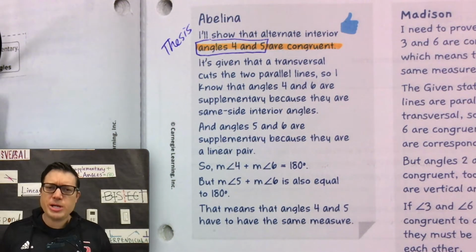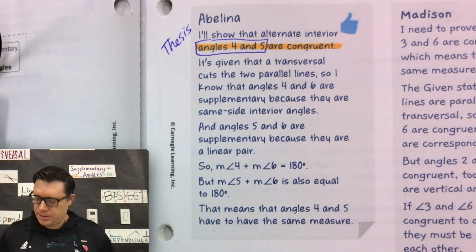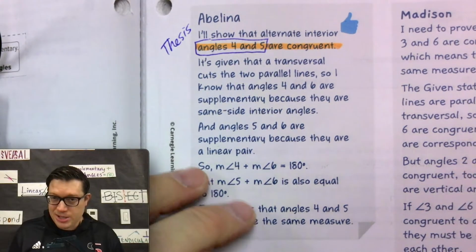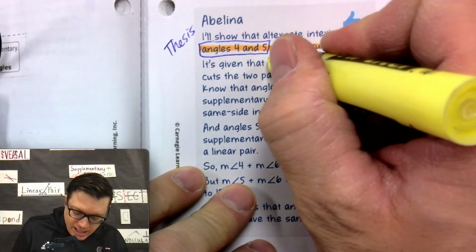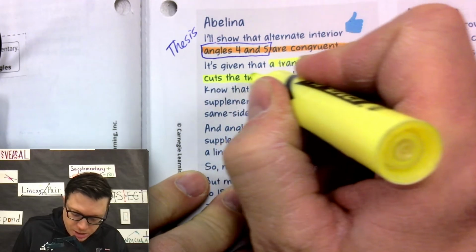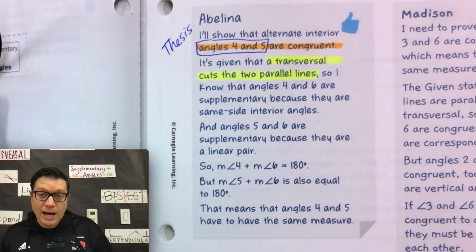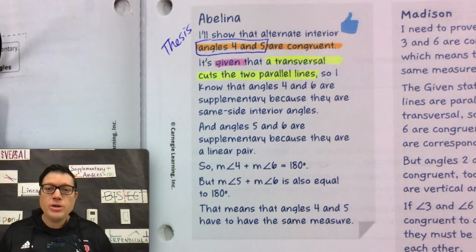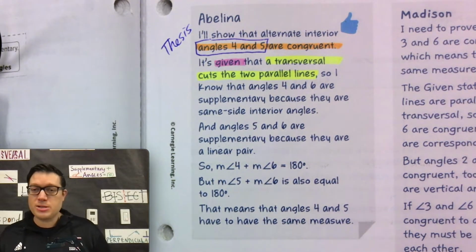It's given that a transversal cuts the two parallel lines. Okay, highlighting statements yellow and reasons pink. It's given that a transversal cuts the two parallel lines. Why? Because given.